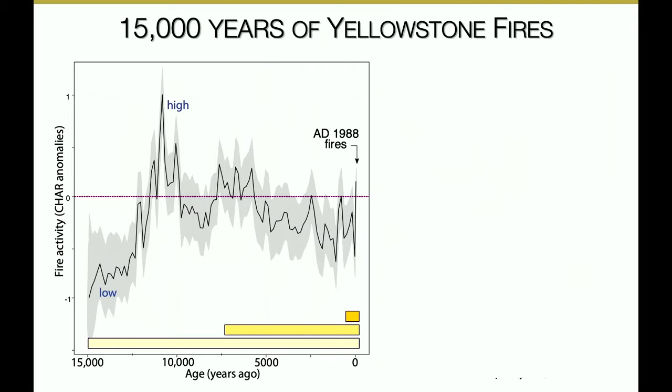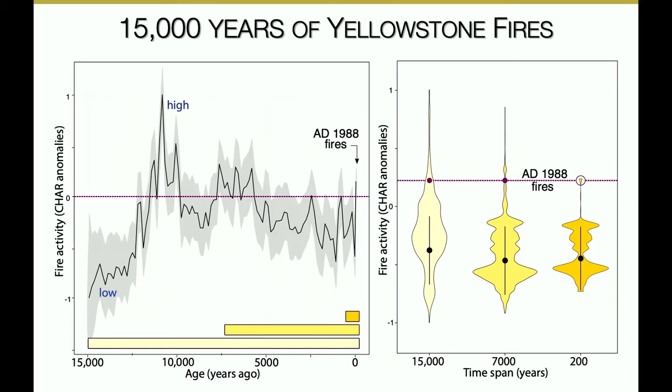So here's a 15,000-year fire history from Yellowstone Park based on a number of sites. And it goes back to the end of the last glaciation. And so you can see at the end of the last glaciation, there were very few fires. It was cold. There wasn't a lot of fuel to burn. But then, as the climate warmed, the fire activity increased really rapidly. So we had really high fire activity. Then it dropped a bit, and it was high around 6,000 to 7,000 years ago. And fire activity has been declining for the last 6,000 years in Yellowstone Park until the 1988 event.